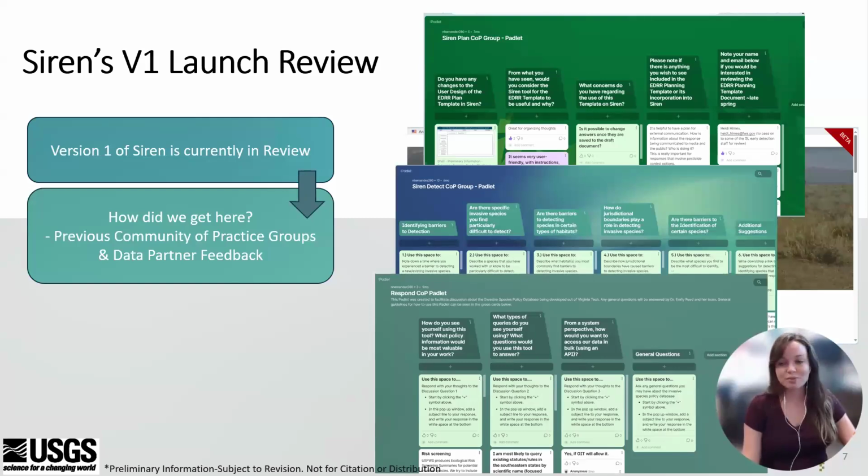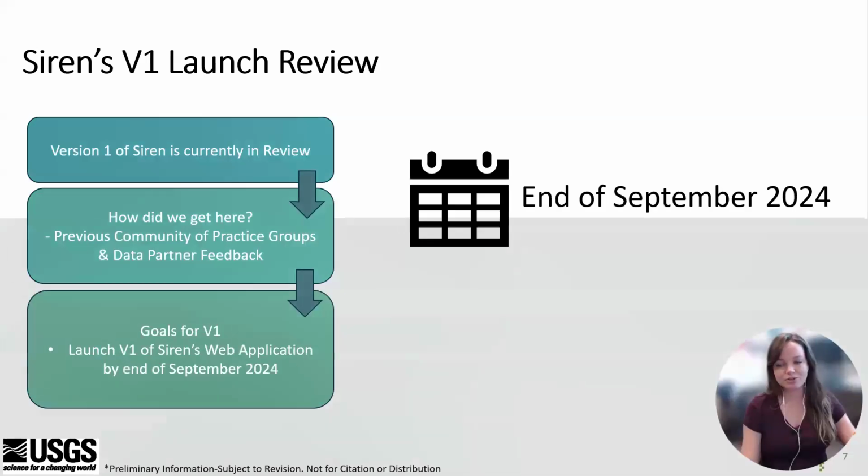And it was in those groups that we were able to hear the perspective of potential users of this system and to understand what's important to them and to see what they really want to get out of this web app. And from that, we have been able to create what is now version 1 of the SYREN web app, and we are really excited about how close we are to having its public launch this month.